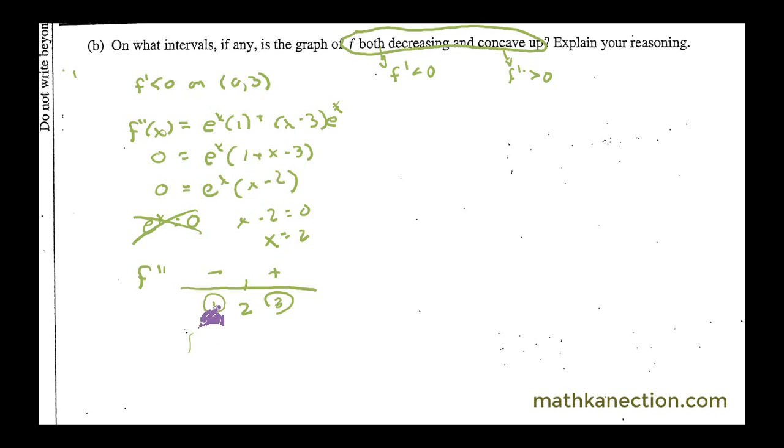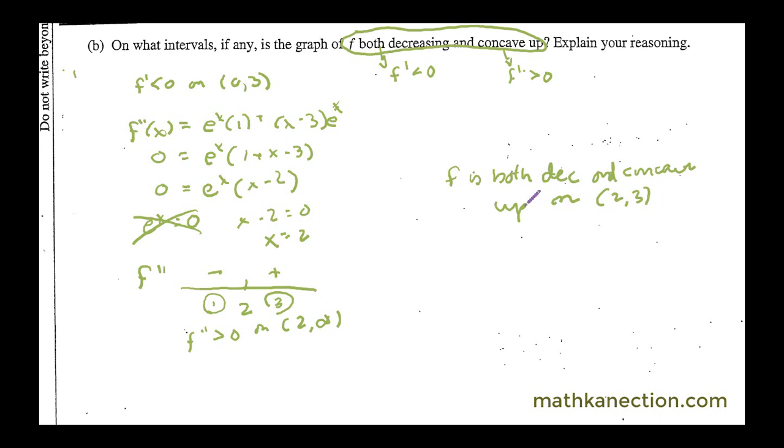So then f double prime is greater than 0 on the interval from 2 to infinity. So f is both decreasing and concave up on the interval from 2 to 3, because f prime is less than 0 and f double prime is greater than 0 on that interval from 2 to 3.